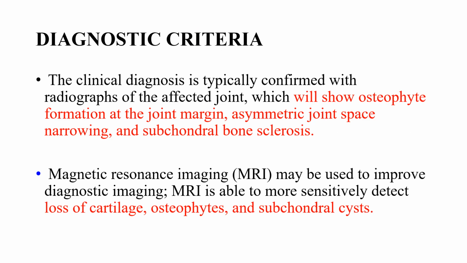Then diagnostic criteria for OA. The clinical diagnosis is typically confirmed with a radiograph of the affected joint, which will show osteophyte formation at the joint margin, asymmetric joint space narrowing, and subchondral bone sclerosis. Then MRI may be used to improve the diagnostic imaging. MRI is able to more sensitively detect loss of cartilage, osteophytes, and subchondral cysts.